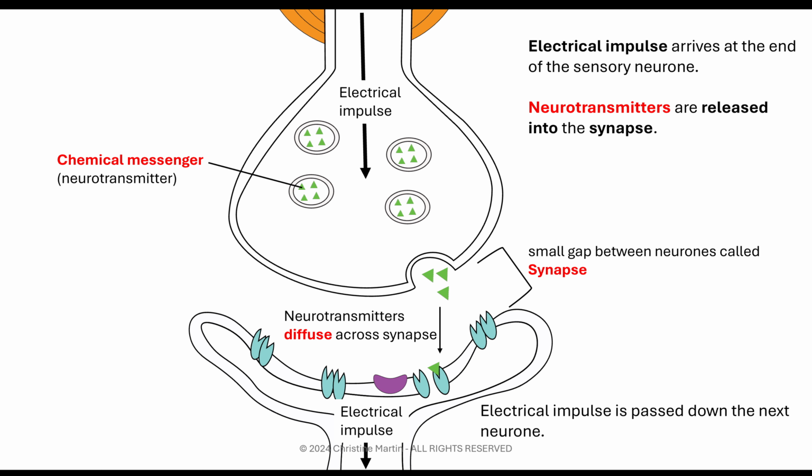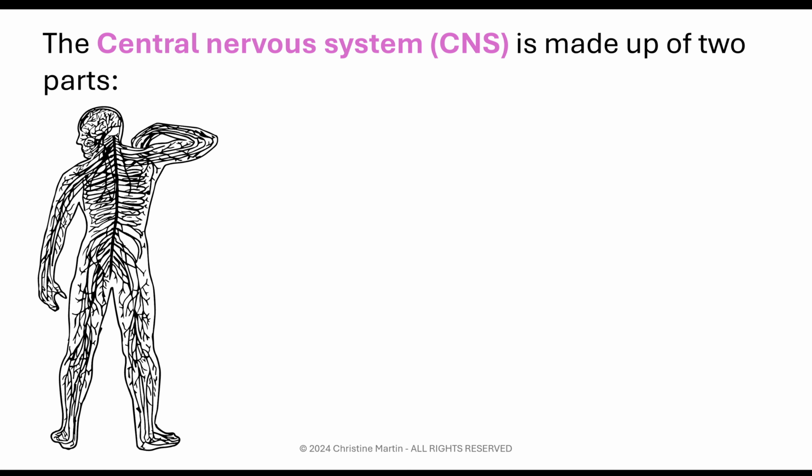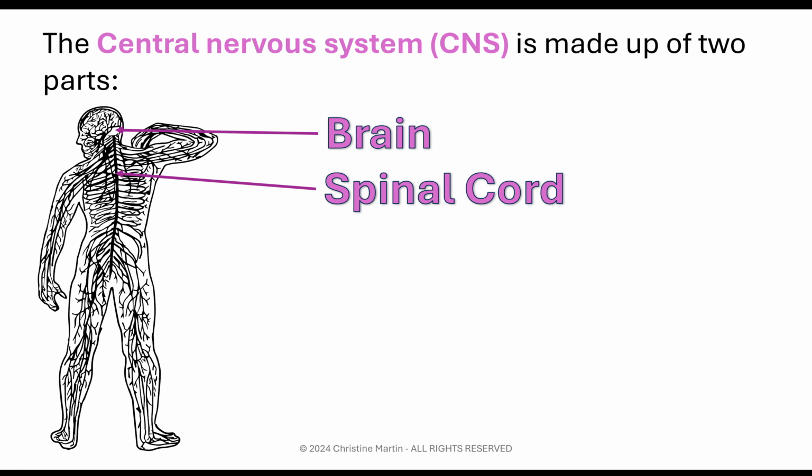What that will then do is result in the electrical impulse now being able to be passed down the next neuron. So what you have to understand is that the central nervous system, the CNS, is actually made up of two parts. So you have your brain and you have your spinal cord.